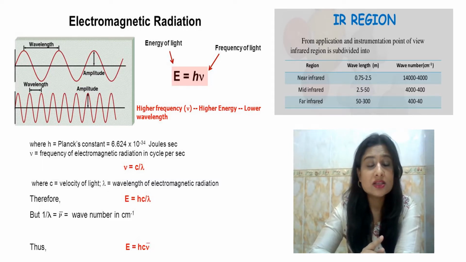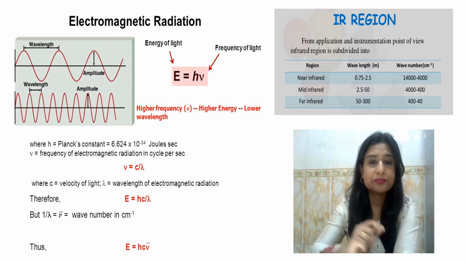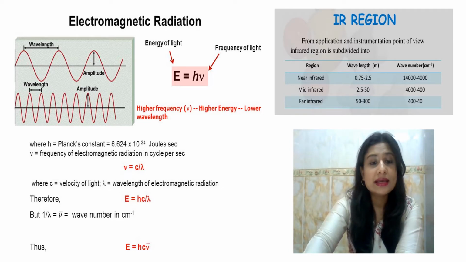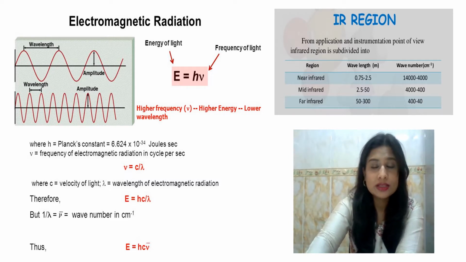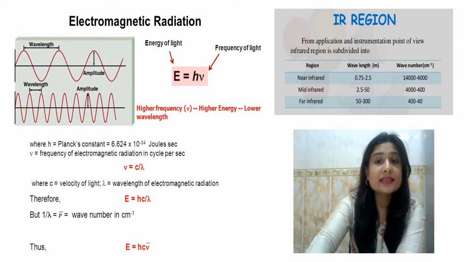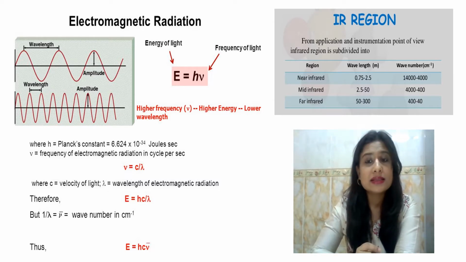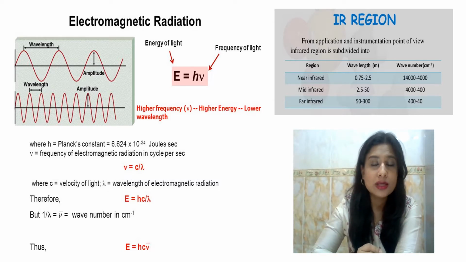It says energy equals h times ν. Here h is the Planck's constant and its value is 6.6 × 10^-34 joules per second. Okay? And the frequency can be converted into wavelength because frequency equals speed of light upon wavelength. Then the energy of radiation becomes inversely related to the wavelength of radiation. Instead of wavelength, we have another parameter that is very useful in IR spectroscopy, and that is called the wave number. Wave number is simply the inverse of wavelength.